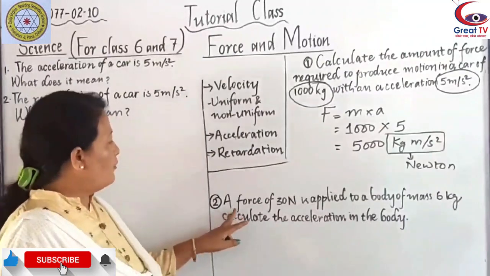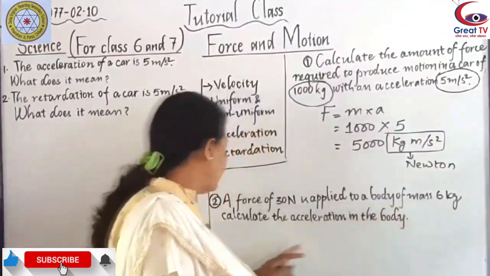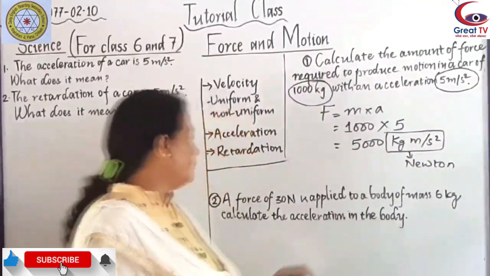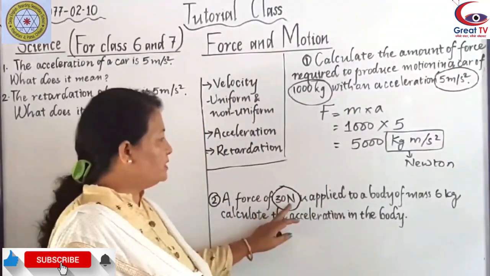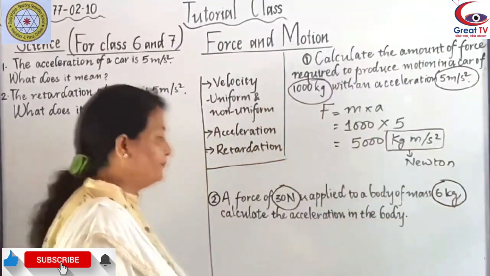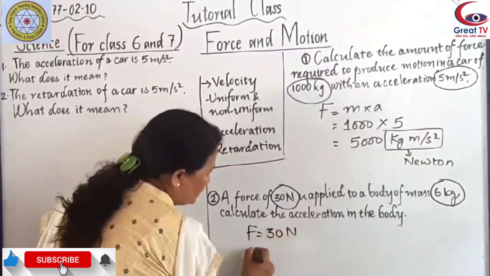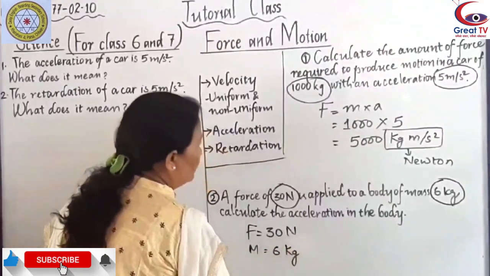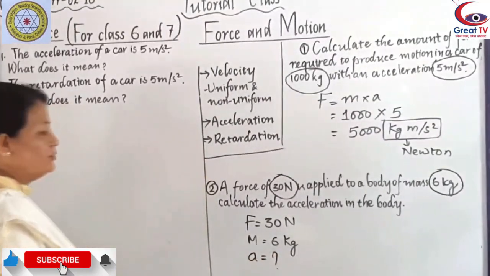Now next, a force of 30 Newton is applied to a body of mass 6 kg. Calculate the acceleration of the body. 30 Newton is the force. The force applied is 30 Newton and the mass of the body is 6 kg. And what we have to find out? Acceleration. Acceleration we have to find out.